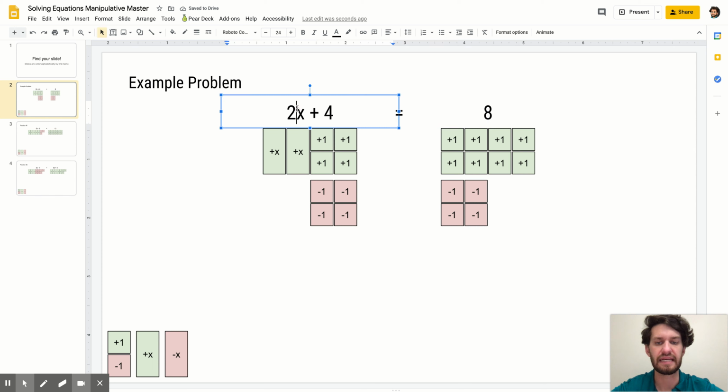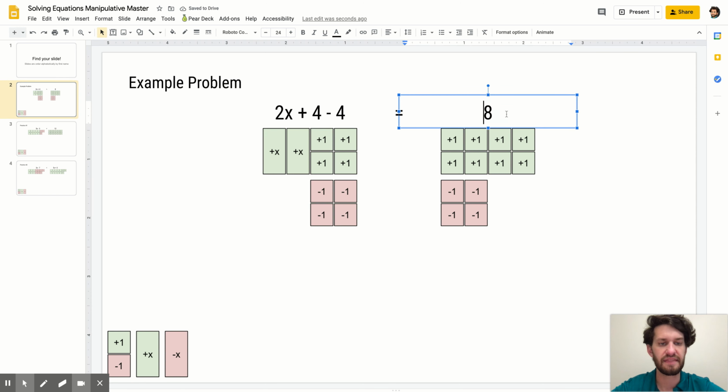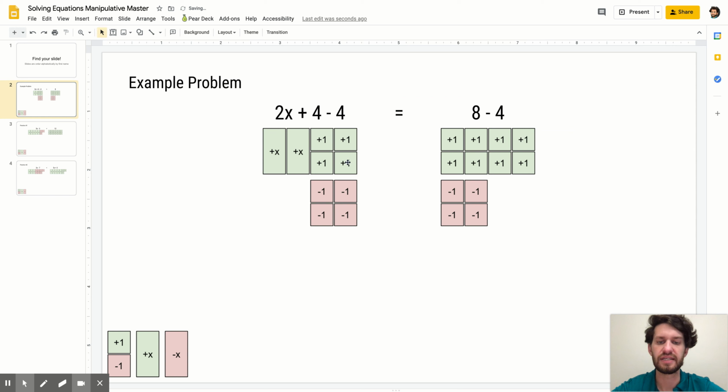So I can update my equation up here, 2x plus 4 minus 4. And I can update this half of my equation as well, 8 minus 4. You can see where I have plus 4 and minus 4. Over here I have 8, and I'm subtracting 4 ones. So what I can do here now, I can just simplify. 2x plus 4 minus 4.